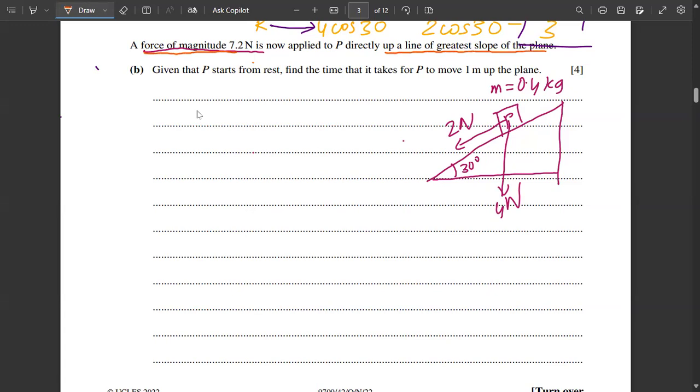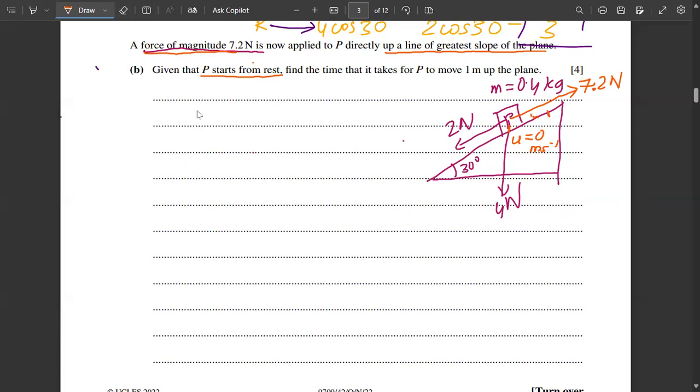Line of greatest slope indicates a direction parallel to this line, and up indicates the upwards direction, and the magnitude is 7.2 Newton. The question is telling us, given that P starts from rest, that its initial speed is 0. Find the time it takes for P to move 1 meter up the plane. So that means from here to approximately here, which is, let's consider, 1 meter. So how long will it take for P to move from here to there?